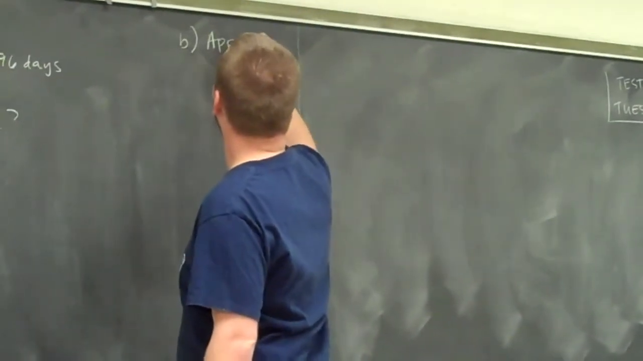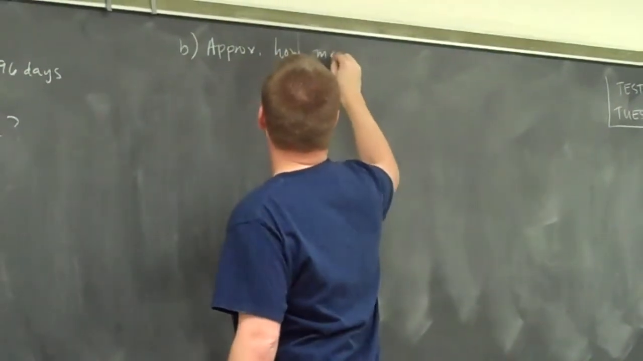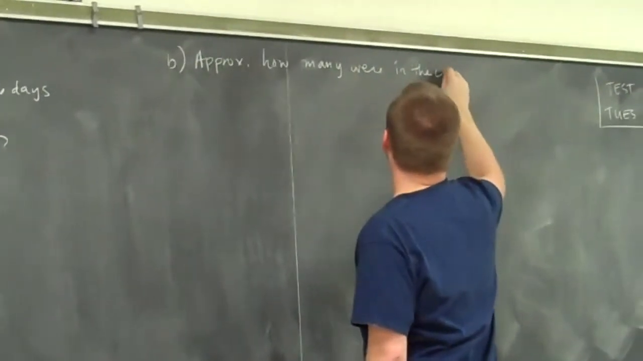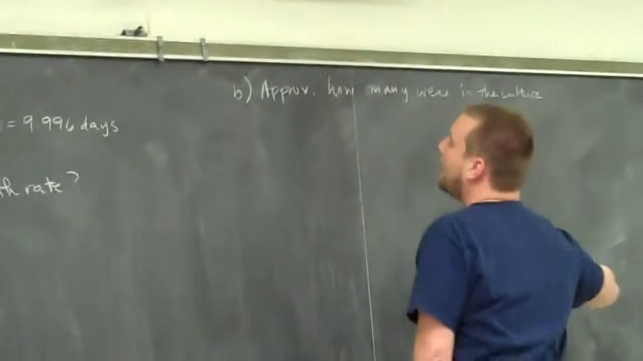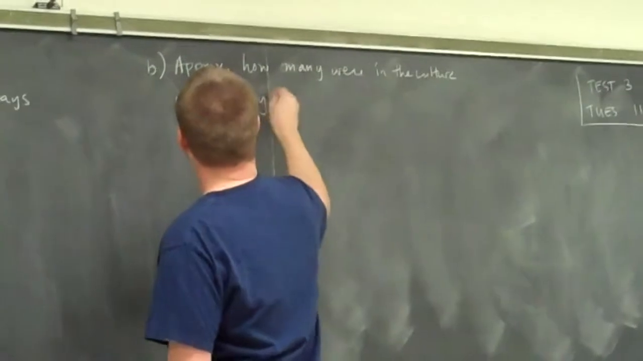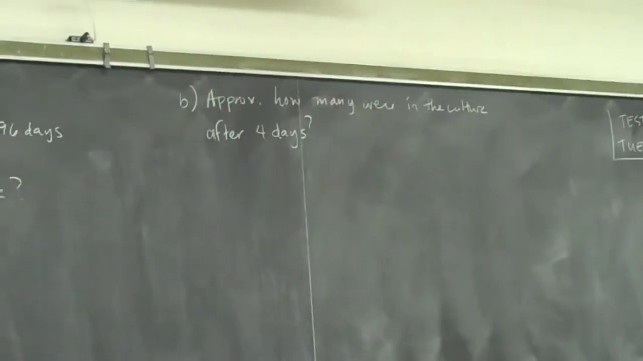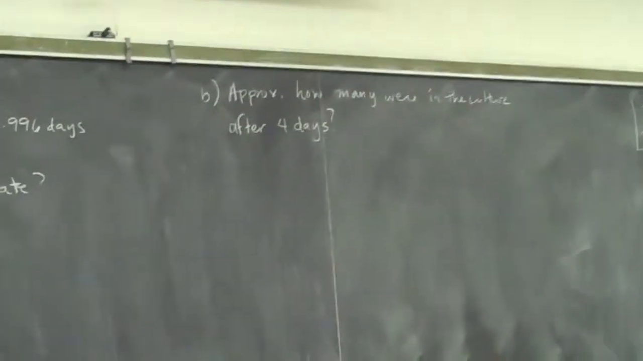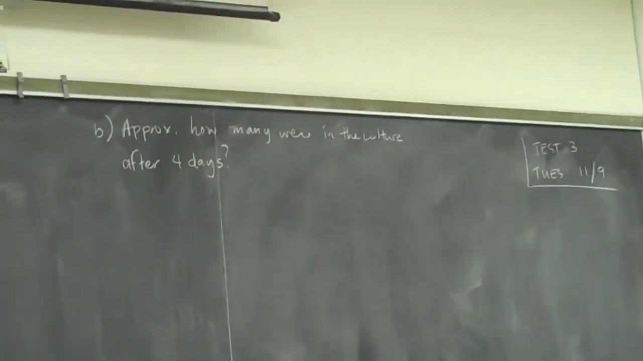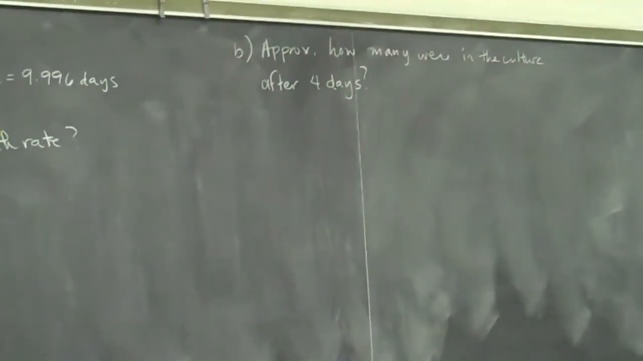Approximately how many bacteria, many starts with an M, were in the culture after 4 days? Okay, so we're starting with 25. And we know almost 10 days later there was 350. So I'm asking you, after 4 days, not 4 days after the 10 days, but after the 4 days from when we started, how many bacteria do you think we have?